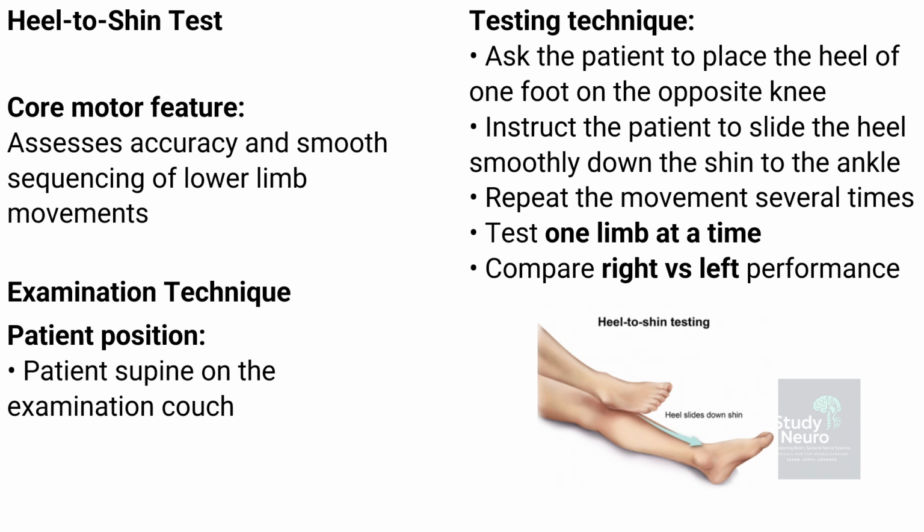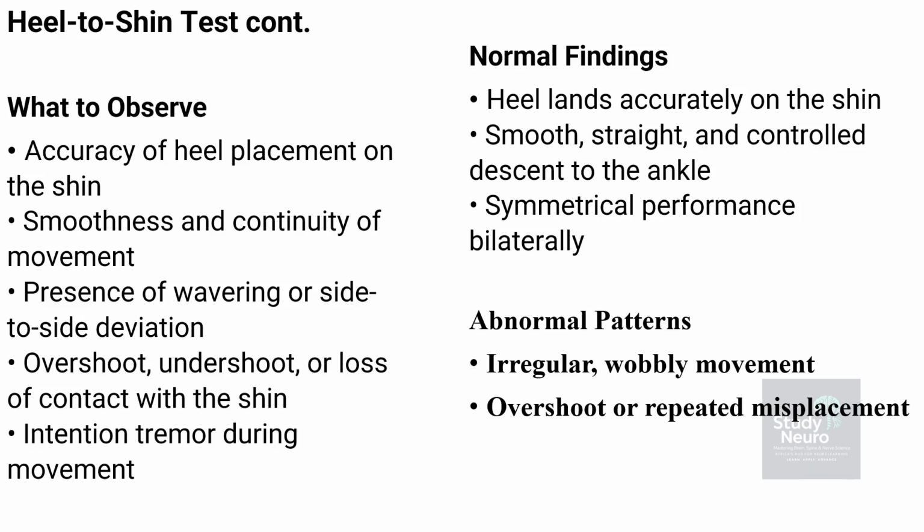While observing, pay attention to how accurately the heel tracks down the shin, the smoothness and continuity of the movement, and whether there is any side-to-side wavering, overshoot, undershoot, or loss of contact. Intention tremor may also be apparent as the heel nears the ankle. In a normal exam, the heel lands precisely on the shin and slides straight and smoothly to the ankle, with symmetrical performance on both sides.